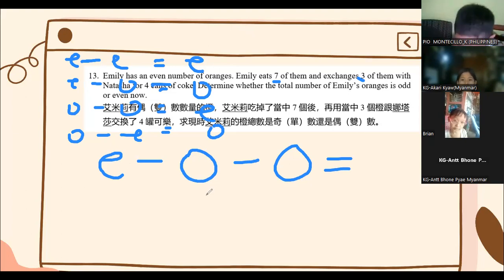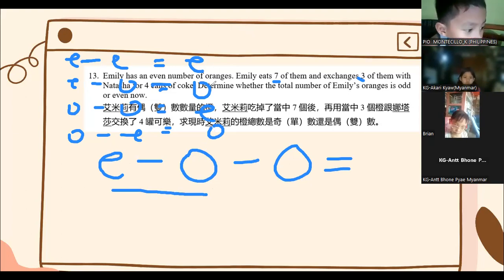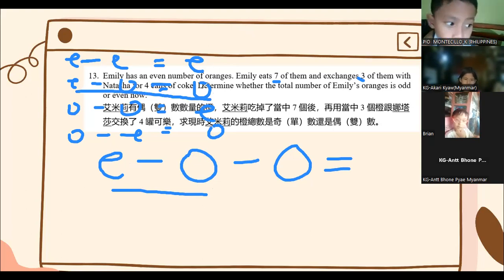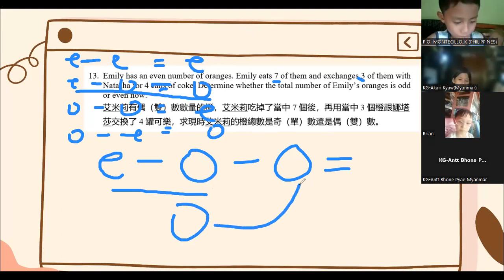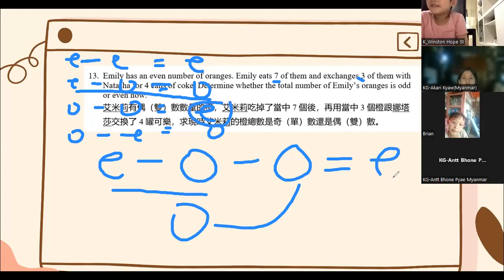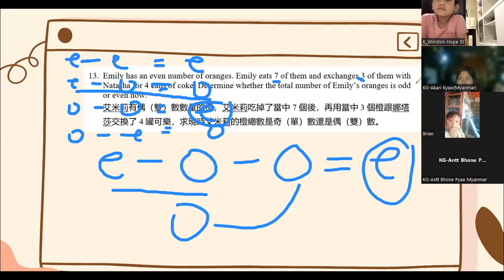Even minus odd, so the answer is this one, the second one that we wrote here. Even minus odd, the answer is odd. Take note. And then odd minus odd is? Even. Your final answer is actually even. It was solved like that, okay? So make sure that you memorize this.